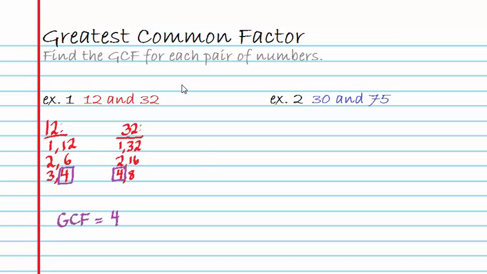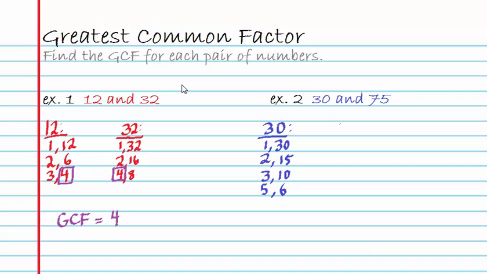Moving on to example 2, we have 30 and 75. So it's my same first step, list the factors, and you just need to be really careful when you go through your factors. Make sure you're not leaving any off. So for 30, I have 1 and 30. It's even, so I have 2 and 15, 3 and 10. 4 does not work, 5 works, and it goes in 6 times. So now I'm back to 6, so I know I'm done here.